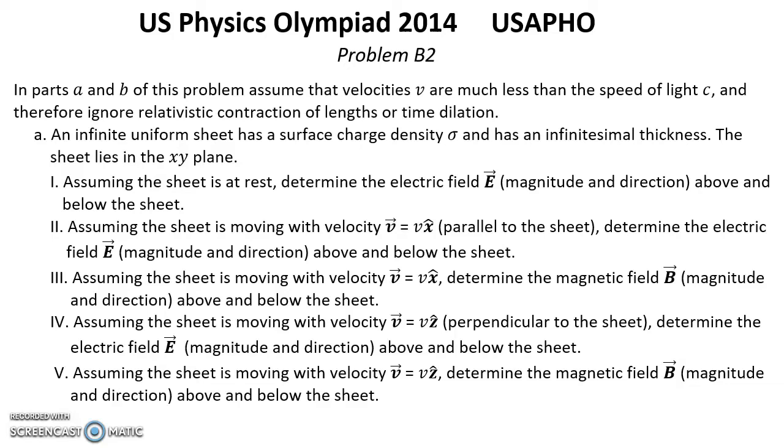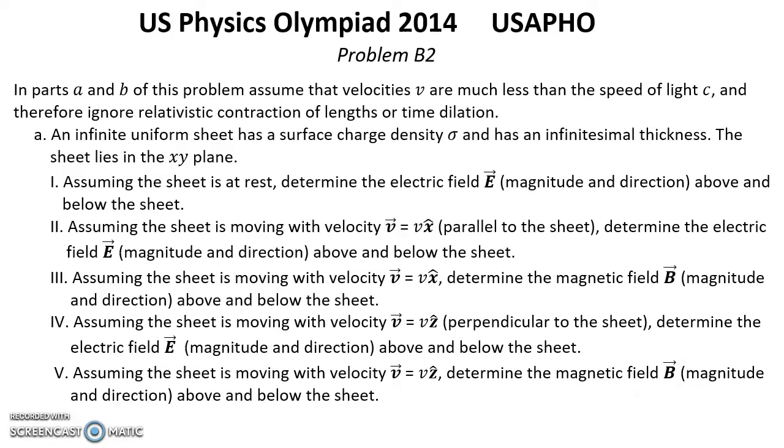Question 2. Assuming the sheet is moving with the velocity v in the direction x parallel to the sheet, determine the electric field E, magnitude and direction above and below the sheet. Question 3. Assuming the sheet is moving with velocity v in x direction, determine the magnetic field B, magnitude and direction above and below the sheet.